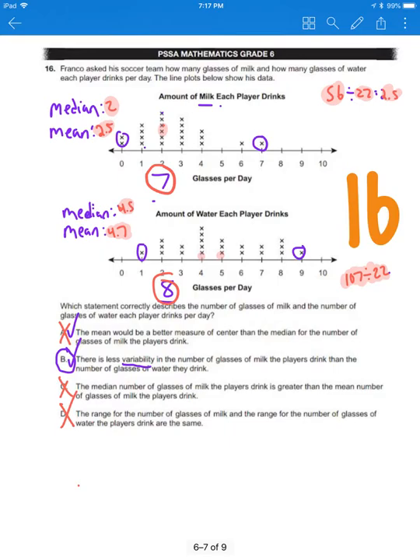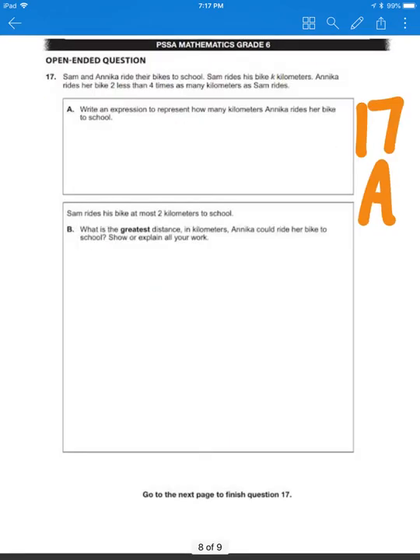All right. Open-ended. Number 17. Here's what it says. Sam and Annika ride their bikes to school. Sam rides his bike K kilometers. Annika rides her bike 2 less than 4 times as many kilometers as Sam rides. Already my head hurts. A says, write an expression to represent how many kilometers Annika rides her bike to school.